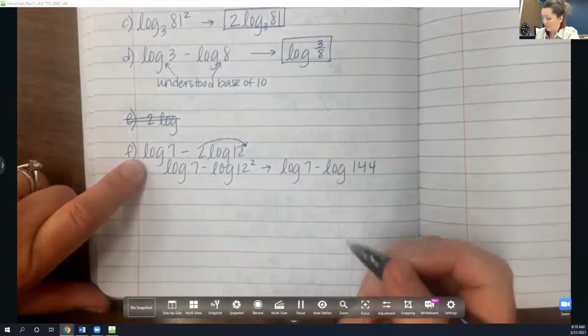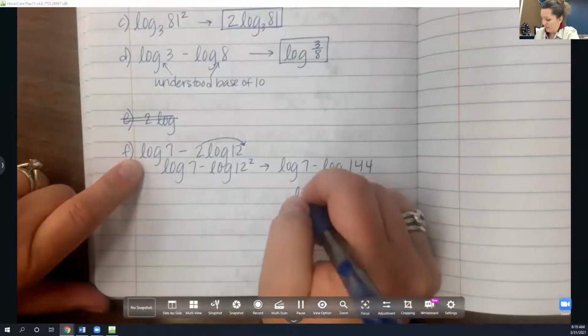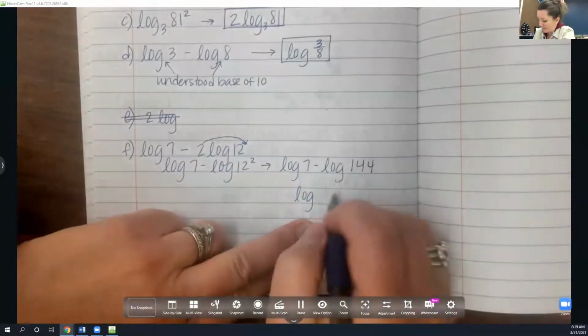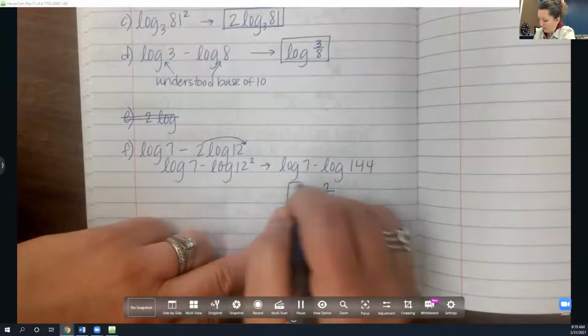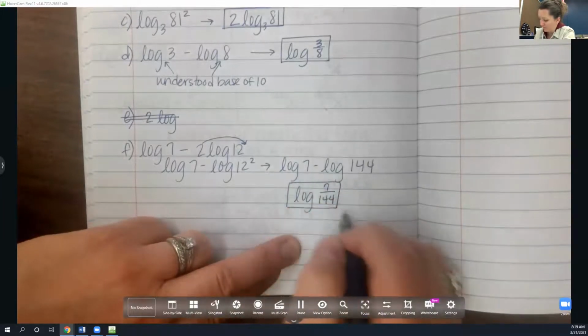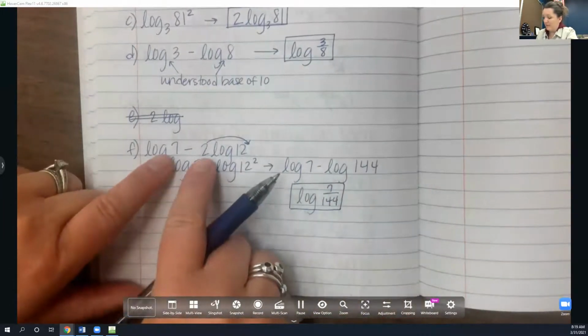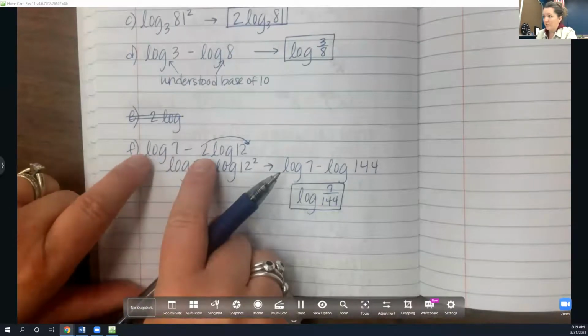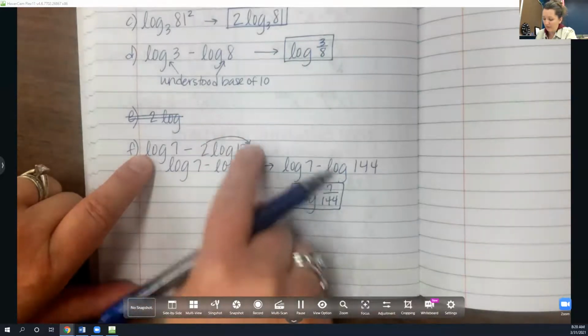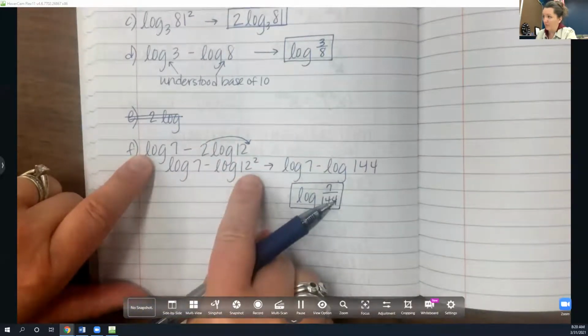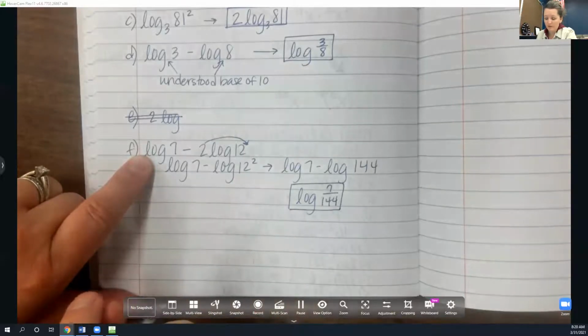Now I can combine those to be one log. So log base 10 in this case, 7 divided by 144. Now I've written it as one log. I wouldn't be able to put these together because this is not 2 times log 7. If I put them together, I would need to know that the 2 only goes with this one. That's why we moved this to exponential form there.